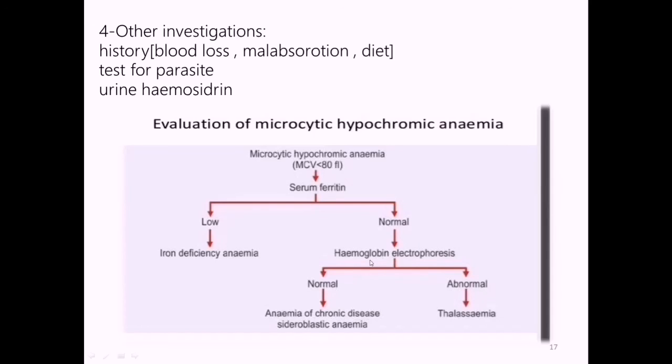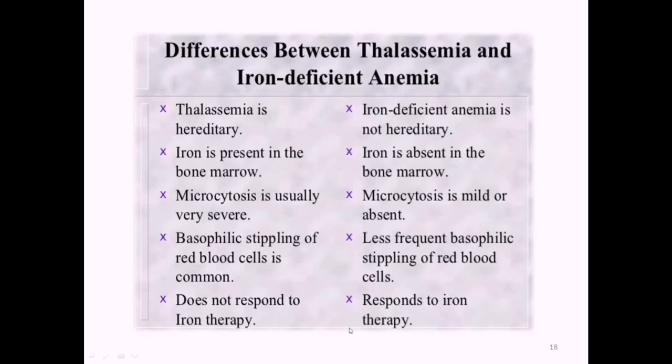If it is normal, we can do hemoglobin electrophoresis. If it is abnormal, it is thalassemia, and if it is normal, it is anemia of chronic disease or sideroblastic anemia. Here are the differences between thalassemia and iron deficiency anemia. Thalassemia, as we know, is a hereditary disease, while iron deficiency anemia, as we said, is not hereditary. It is acquired from underlying disease, malnutrition, malabsorption, blood loss, parasitic infection, or other things.